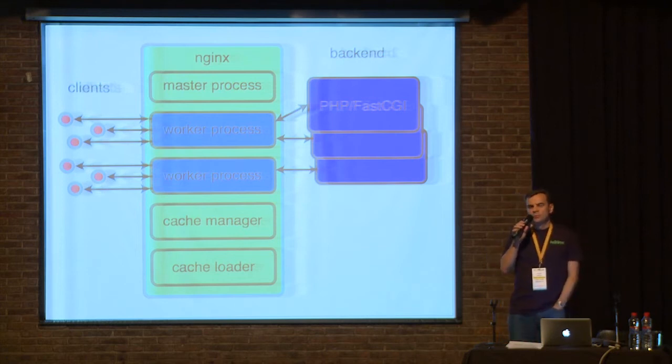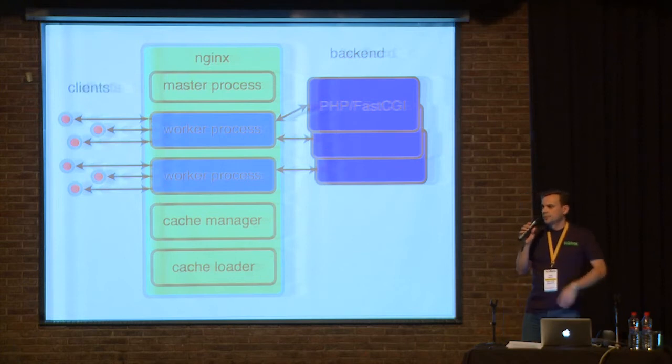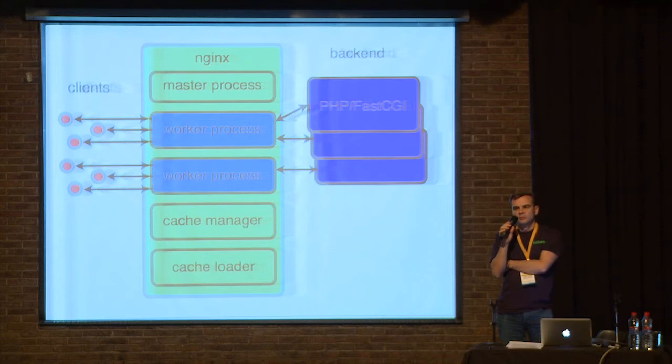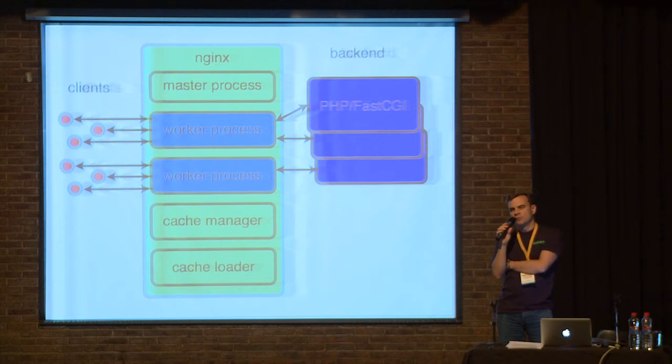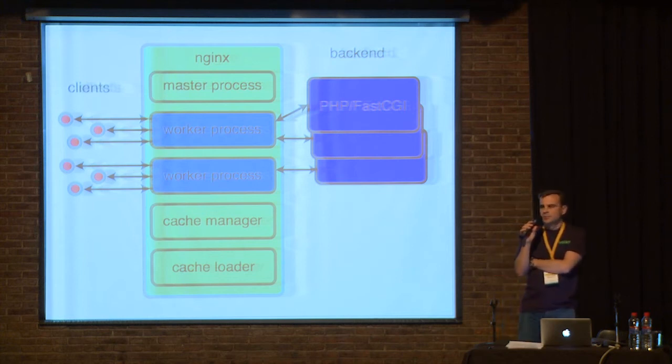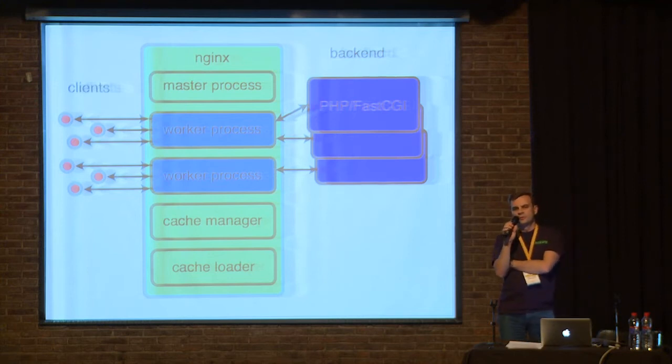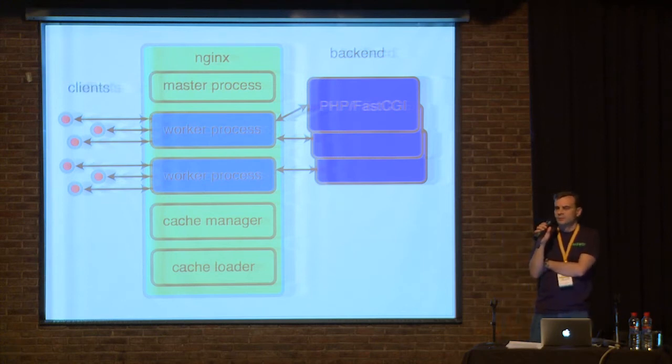The shared memory is used for three reasons. The first one is to discard requests that weren't requested for a long time. It's a simple least recently used queue. The second reason is to keep the entire cache size within specified limits.